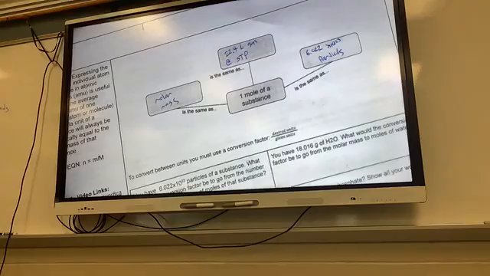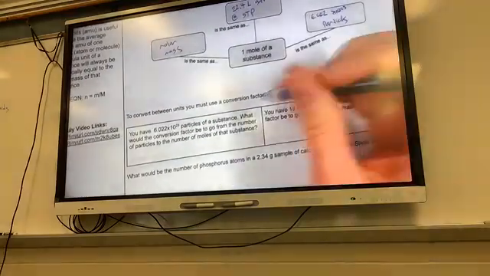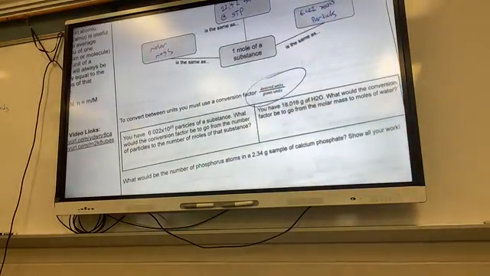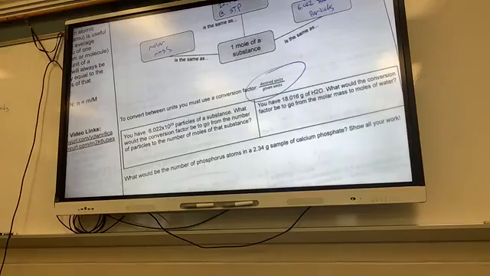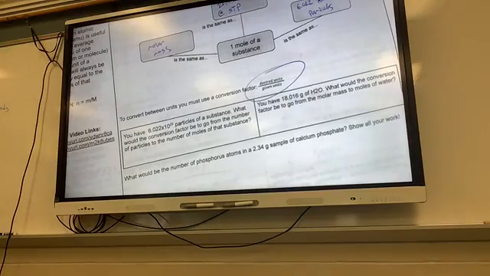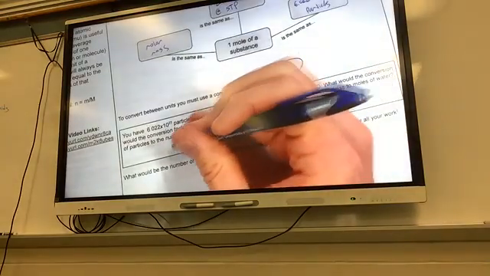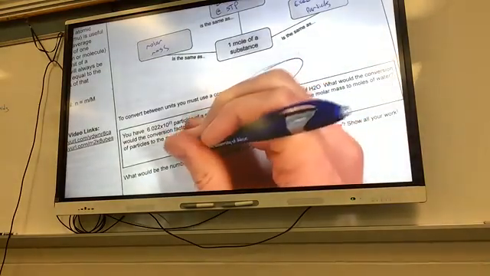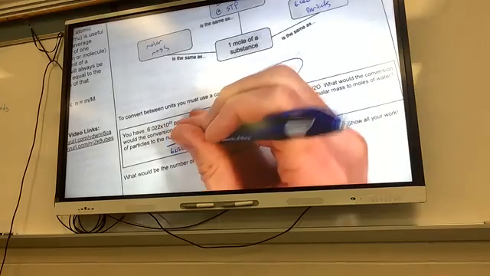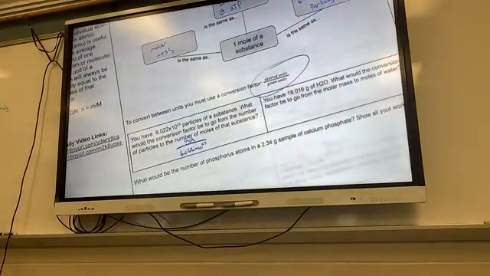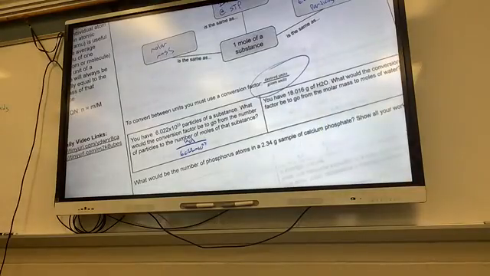So, to convert, you have to use what? Stoichiometry. Yes. You have 6.022 times 10 to the 23rd particles of a substance. What would the conversion factor be to go from number of particles to number of moles? What would go on the bottom? Yes, the bottom would have to be your 6.022 times 10 to the 23rd, and your top would have to be 1 mole.